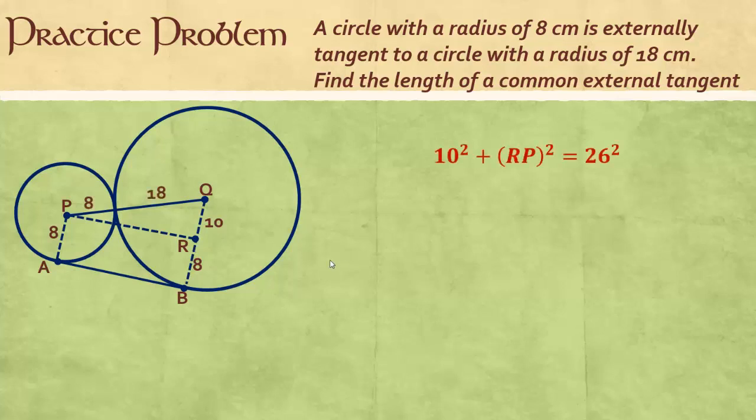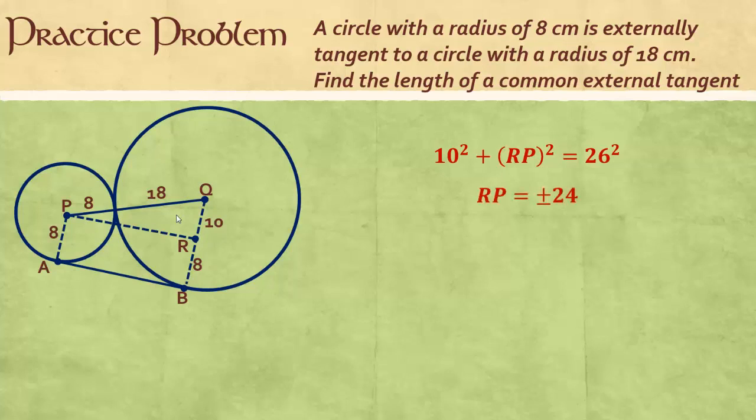And then I know that this part here is 18 and this part here is 8, because these are also radii of these circles. So we can find the length of this. We take the 8 plus the 18, which gives us 26. So we know that that part is 26 squared. This is 10 squared, plus RP squared. How's that going to help us, I wonder?